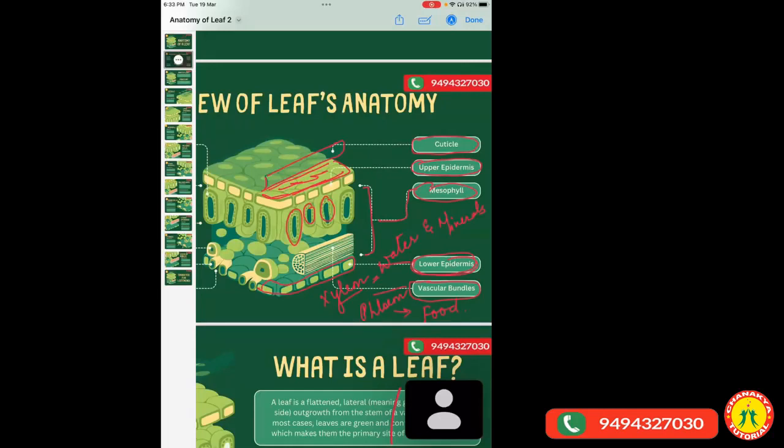Sometimes what happens in the exam, they ask you to write the names of vascular bundle. So in that case, you should write the names xylem and phloem. So upper epidermis, lower epidermis. Then between these, mesophyll cells will be there. Then apart from that, the vascular bundles will be present, called xylem and phloem.